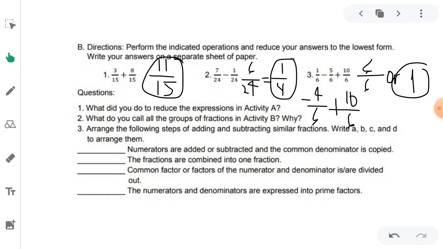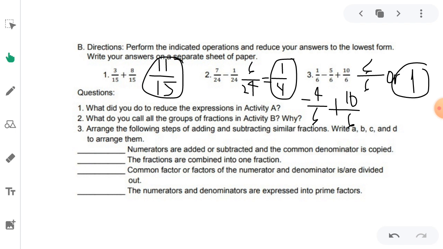How about number 2? What do you call all the groups of fractions in activity B and why? If we notice in our activity B, they are a group of similar fractions having the same denominators. And then number 3, arrange the following steps of adding and subtracting similar fractions. Write A, B, C, and D to arrange them. This means we will arrange how to add and subtract similar fractions.